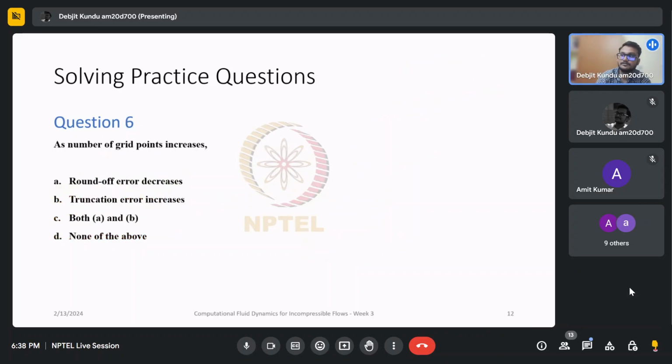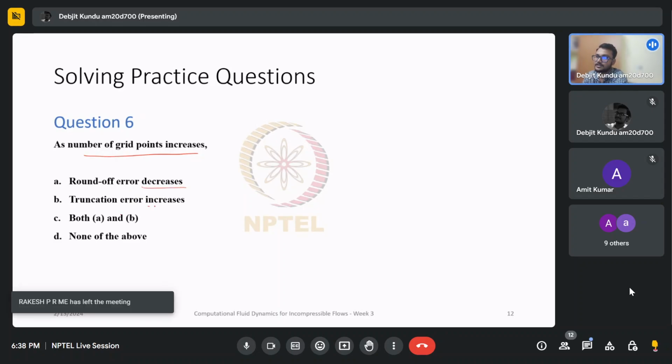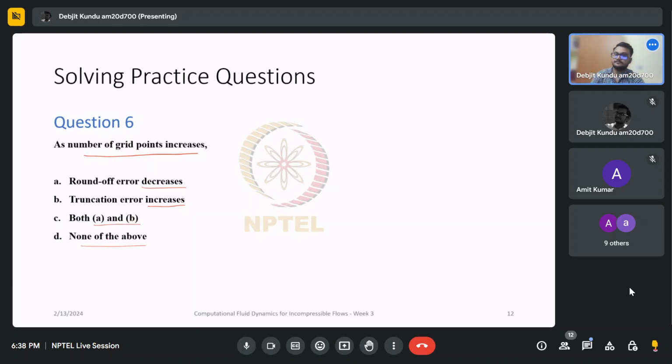We'll move on to question number 6, which is asking us, as the number of grid points increases, what happens? Option A, round off error decreases. Option B, truncation error increases. Option C, both A and B. Or is it option D, none of the above?